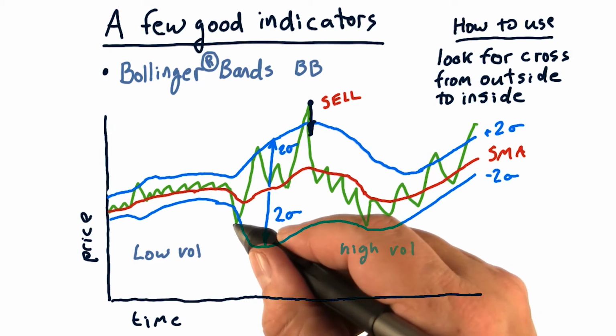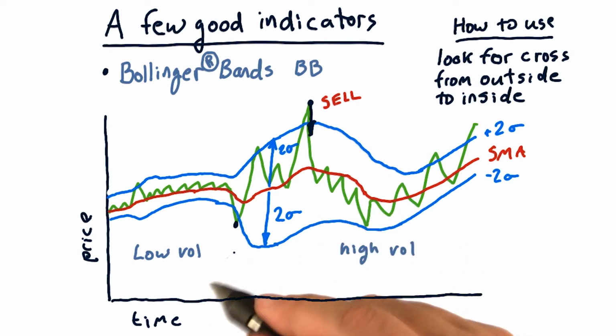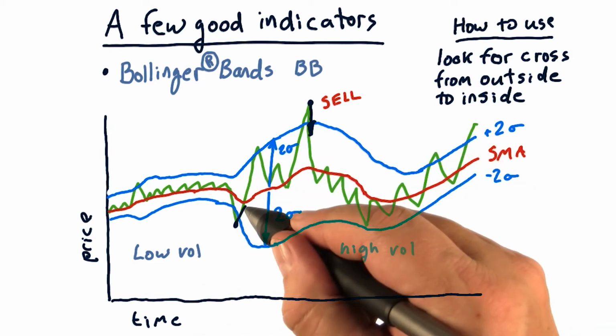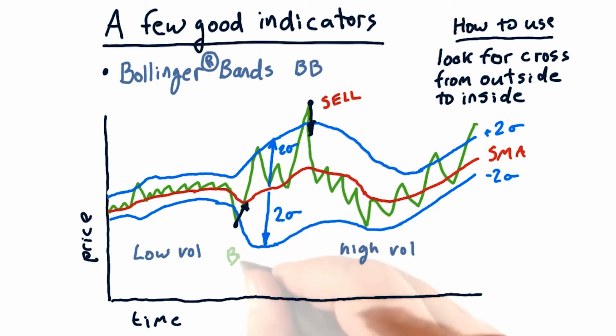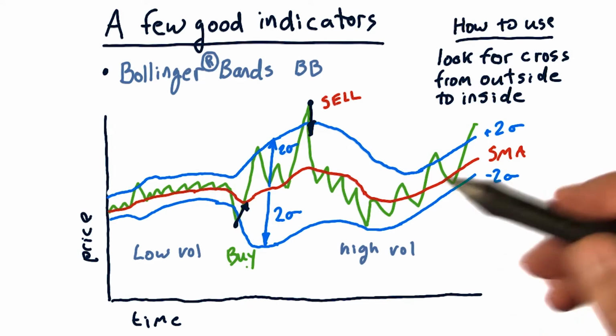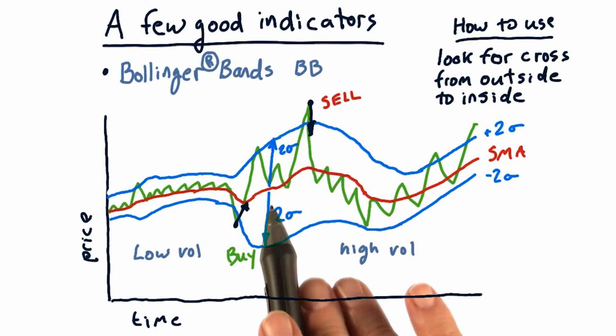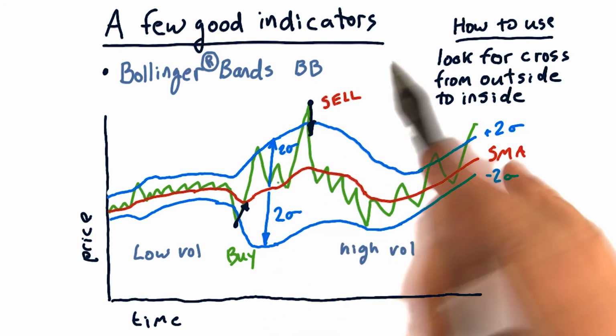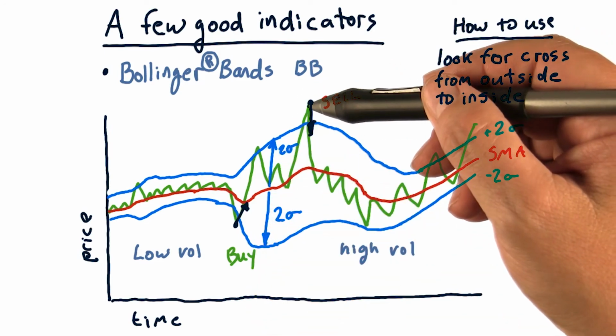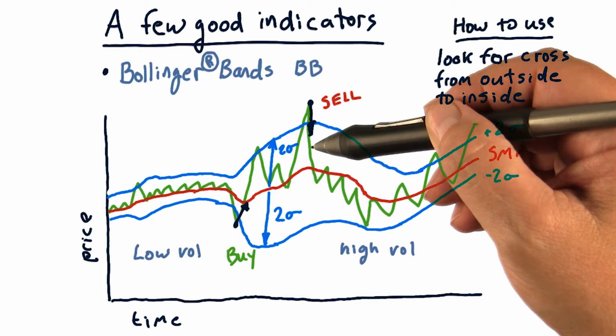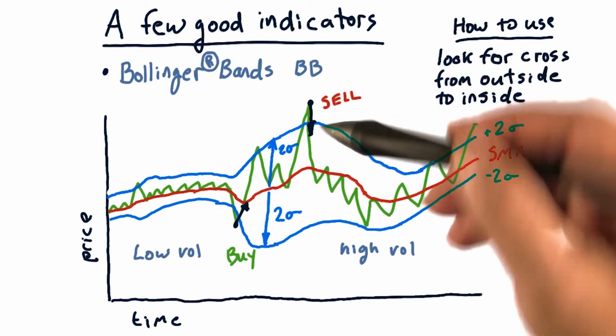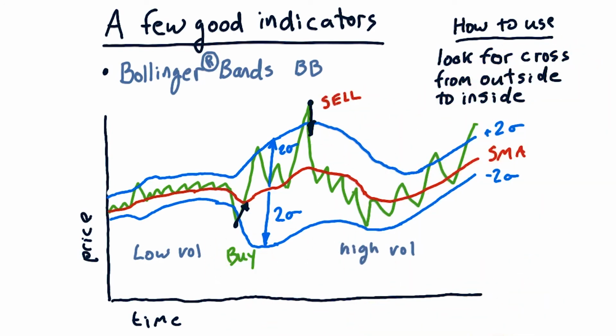Conversely, here we're moving from below the lower band back towards the simple moving average, and that would be a buy signal. So recapping, the way that people use Bollinger Bands is they look for the price to go outside the bands and then look for it to retreat back through the band, and that's verification that it's moving back towards the simple moving average.